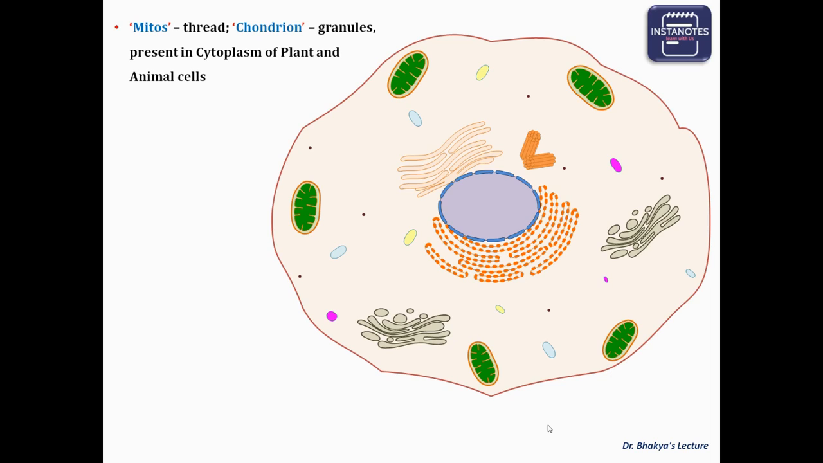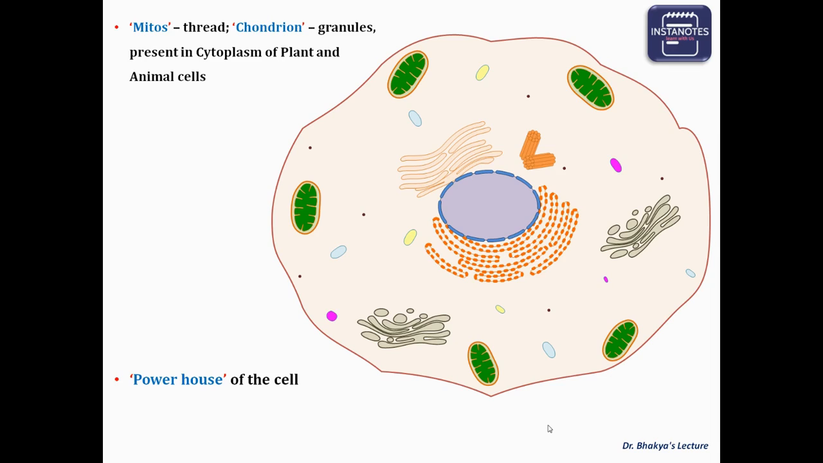What does the word mitochondria mean? Mitos means thread and chondrion means granules. The mitochondria is present in the form of thread-like granules scattered around the cell. It is usually present in the cytoplasm of plant and animal cells.